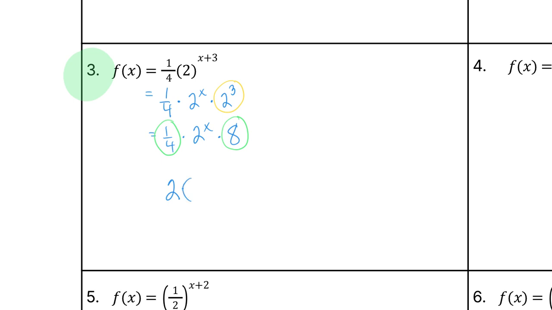So I'm going to put it in parentheses actually, 2 to the x power. So that is the new equation now. So I'm going to write f of x in front of it. That is our new equation. That is our final answer. So in this case, a would be 2, and our b value is also 2.